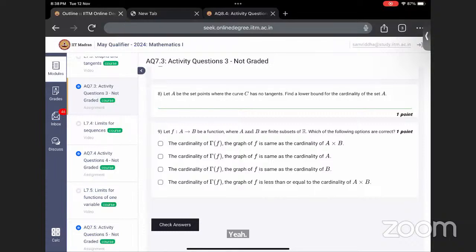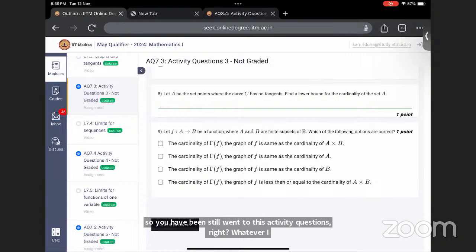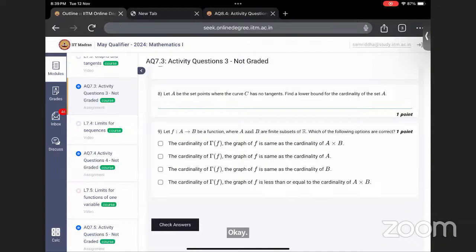So you still haven't gone through these activity questions, right? Yes, ma'am, not yet. In the ninth problem, can you read that particular sentence? The cardinality of gamma of f. So it is gamma of f, which is nothing but the graph. The letter is capital gamma. Okay. And this is the denotation for the graph of the function f. All right, thank you.